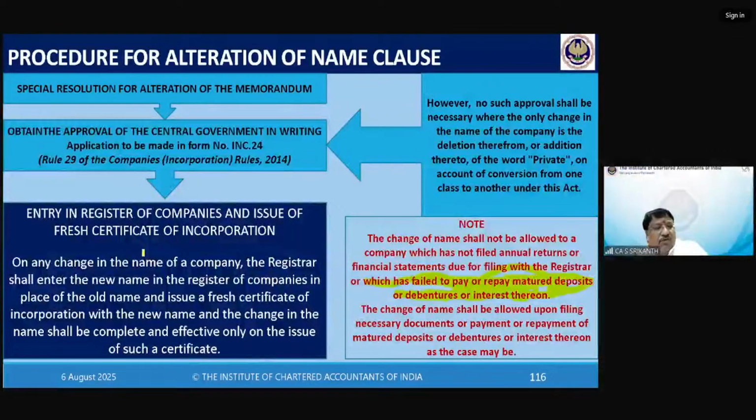This is for alteration of name. Friends, there are two things that I want to tell you. Firstly, in the last class, I saw one comment in the chat box. I forget who made it, which said that Section 8 company cannot be a holding company or subsidiary company.